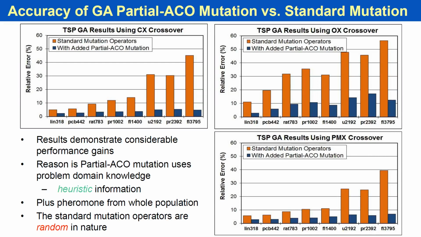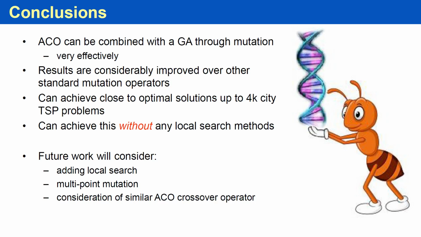So, in conclusion, ACO can be combined quite easily with a GA, as long as it's Partial-ACO, and the results are considerably improved over using other standard mutation operators, getting close to optimal solutions up to 4,000 cities, and without using any local search. Future work will consider adding local search and seeing whether we still get a benefit from that, and also looking at perhaps multi-point mutation where we select more than one section to be nullified, as it were. And we'll also look at using ACO as a crossover operator, much like CX or OX.